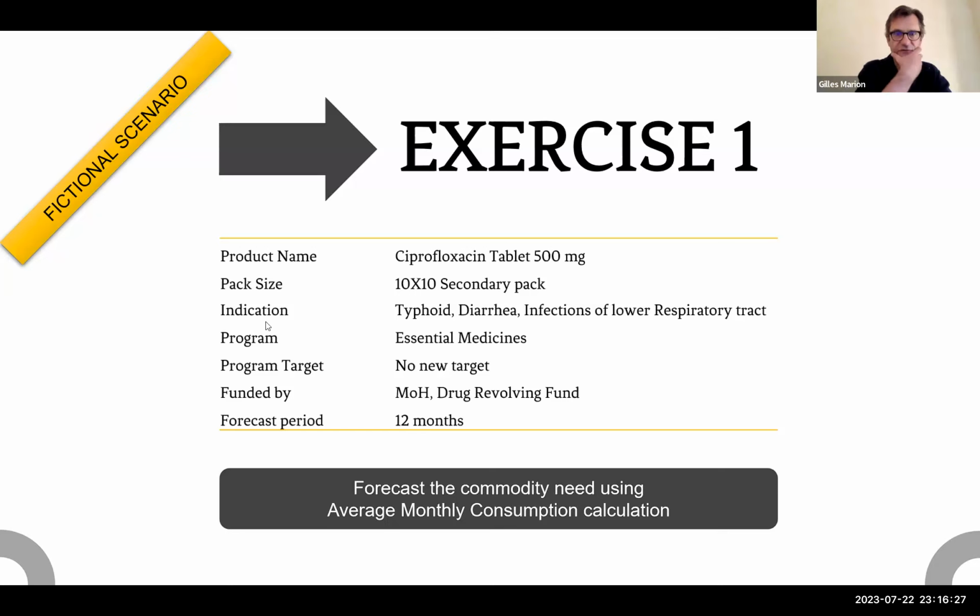So in this first exercise, we are going to use consumption data. We will use the average monthly consumption. We will use this to predict future consumption for a period.